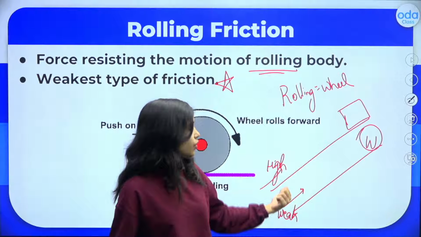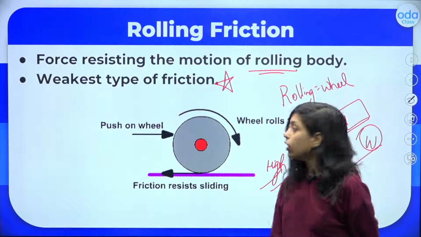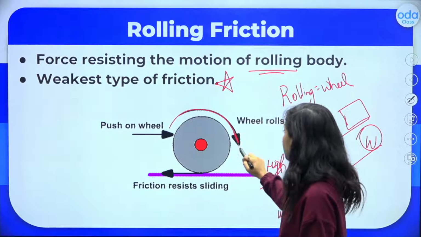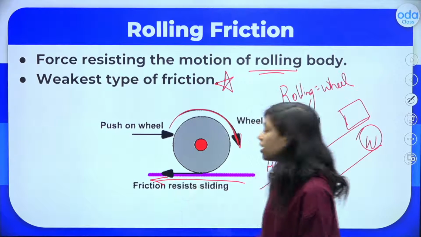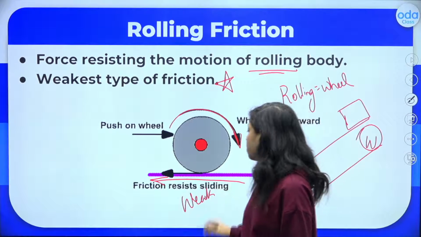So rolling friction is the weakest type of friction and the force resisting the motion of any rolling body. For example, here this is a wheel which wants to move like this, but rolling friction is always in the opposite direction, and rolling friction is the weakest type of friction.